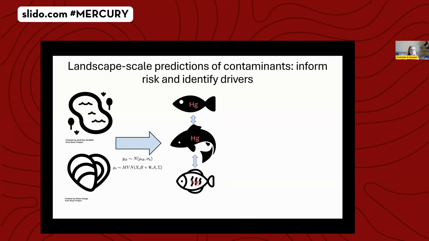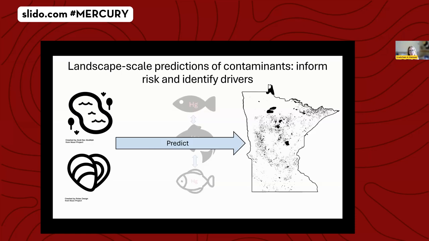So we're working with partners to see if we can develop a statistical model to say, if you know something about lake characteristics and you know something about maybe the mercury concentrations of one species of fish, can that tell you anything about likely mercury concentrations in other species of fish? And at the same time, how does zebra mussel presence influence those predictions? And could this be useful in understanding mercury risk and understanding the drivers of mercury in lakes throughout Minnesota? So that's ongoing right now.